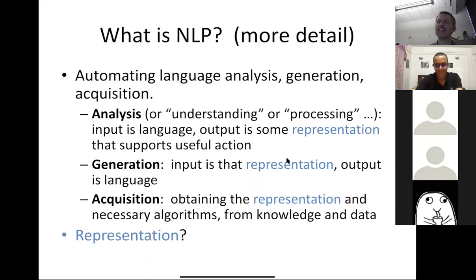So if we get back to the question of what NLP is in some more detail, then we can think of it as automating language analysis, generation, and acquisition. So by analysis, we mean the understanding or processing part. So you take language as an input, and as an output, you get some representation that you can do something with, that you can act upon.